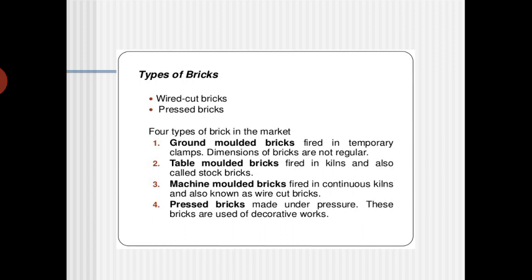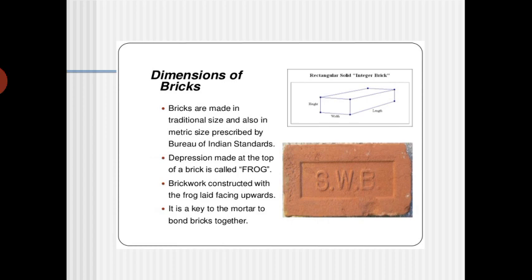Then the last one is the pressed brick. These are made under pressure. These bricks are normally used for decorative works. In this case, a lot of smooth surface will be there; the surface will be dressed properly and decorated properly with the help of some additives. So this is the normal dimension of the bricks.